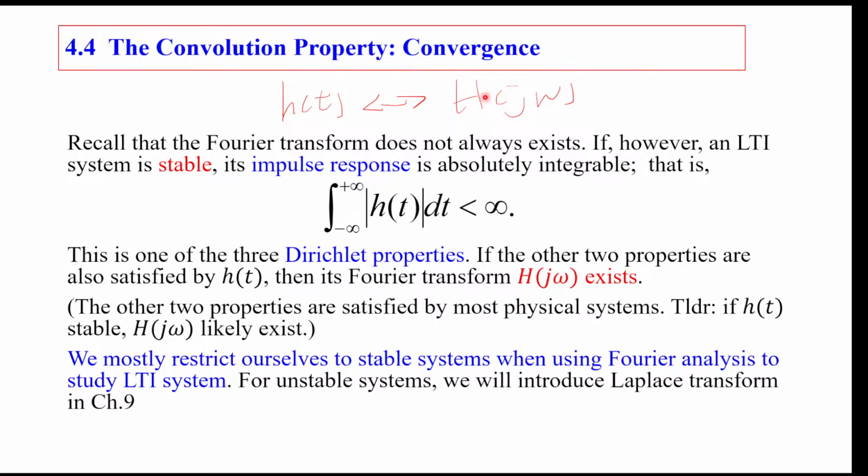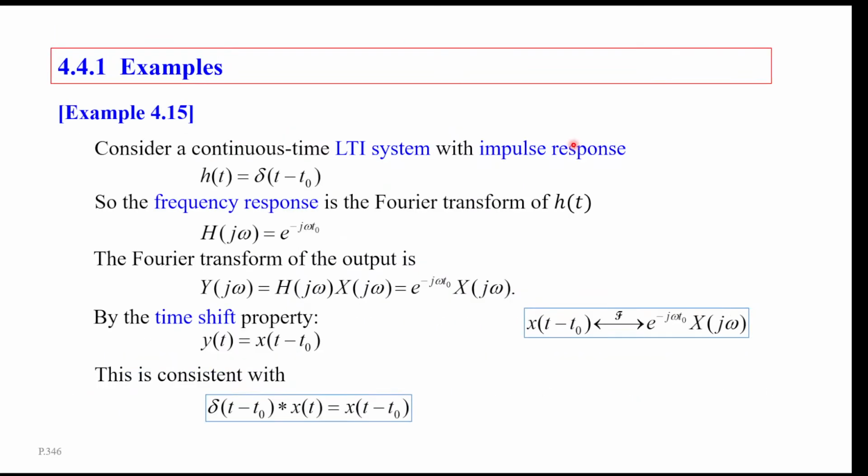Okay. That's about convergence. So this is just a note and something that we'll talk about later in chapter 9. Okay, and let's look at some examples of the small h of t and the big H of omega for different LTI systems.